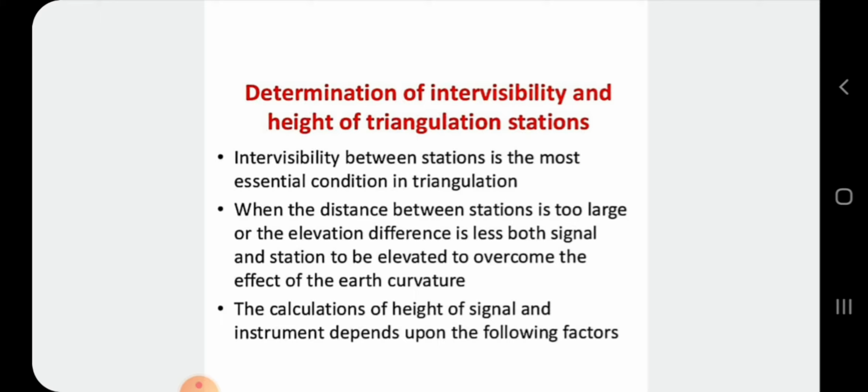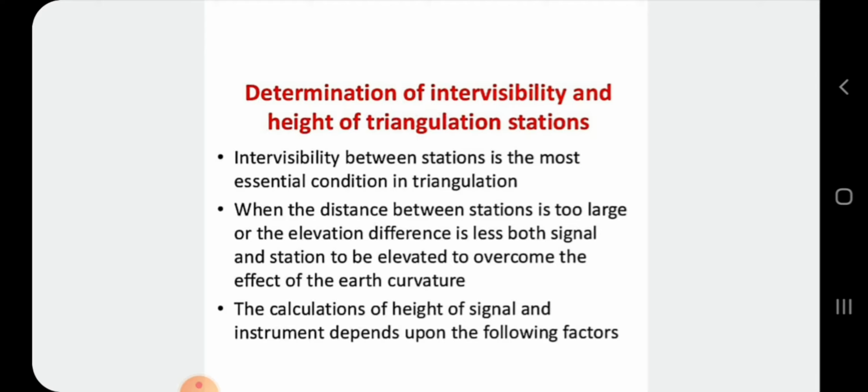Intervisibility between stations is the most essential condition in a triangulation. When the distance between stations is too large or the elevation difference is less, both signal and stations will have to be elevated to overcome the effect of earth curvature.